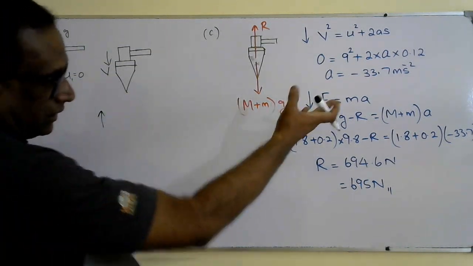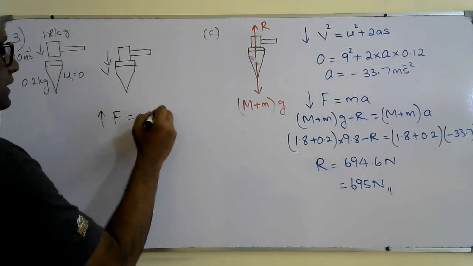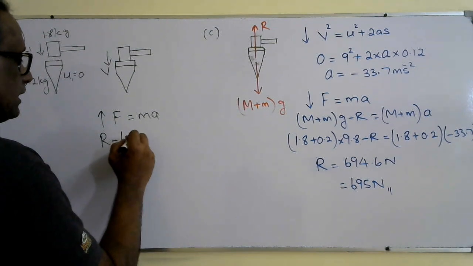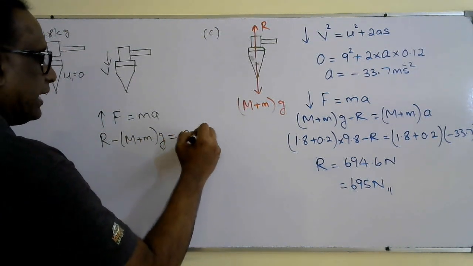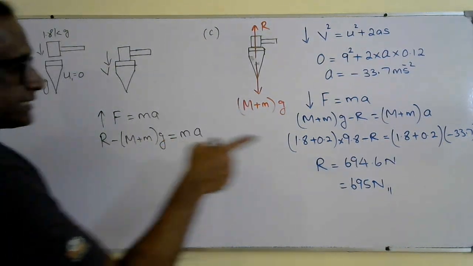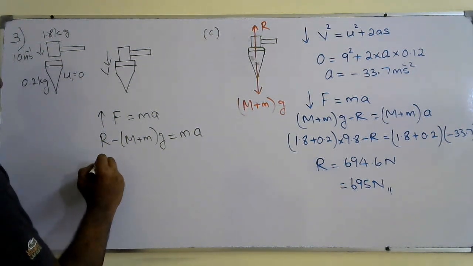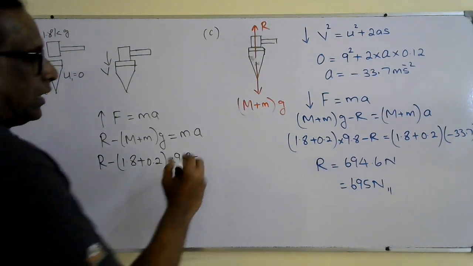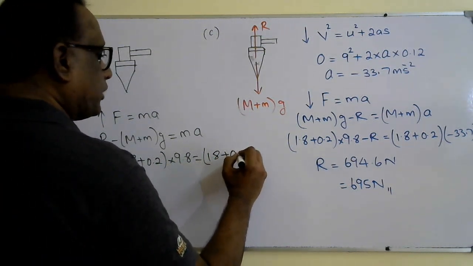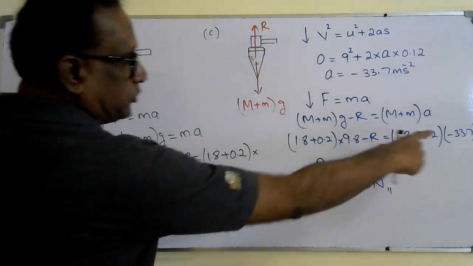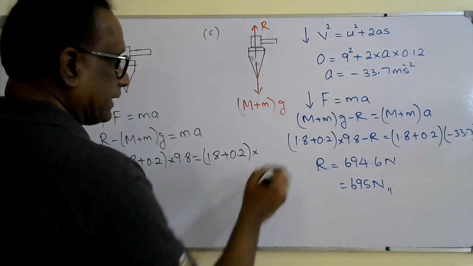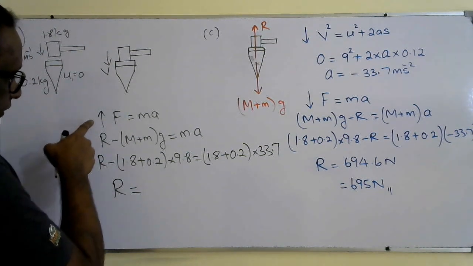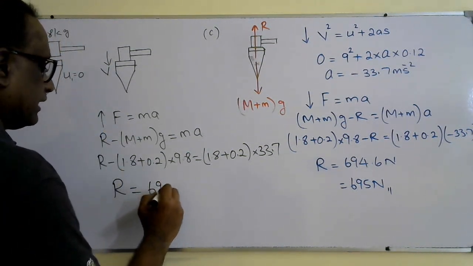One of our methods is correct, but one of the ways you can use F equals ma is the upward direction. If I take upward as positive, r is upward and the total weight is downward, so r minus M plus m g equals M plus m into a. When I substitute a, I will put a positive quantity because I know the acceleration is upward, and I am taking upward as positive. So r minus 1.8 plus 0.2 into 9.8 equals 1.8 plus 0.2 into a positive value, not negative. Earlier I put negative because I took the downward direction. So again, the same thing, into 33.7. Solve it, and you will get the answer correctly as a positive value because r is upward. I took upward as positive, so you will get 695 Newton. Same answer.